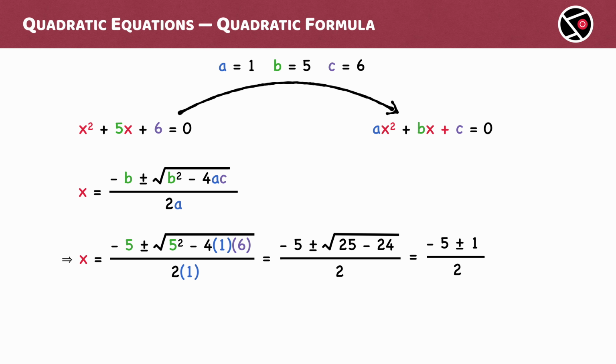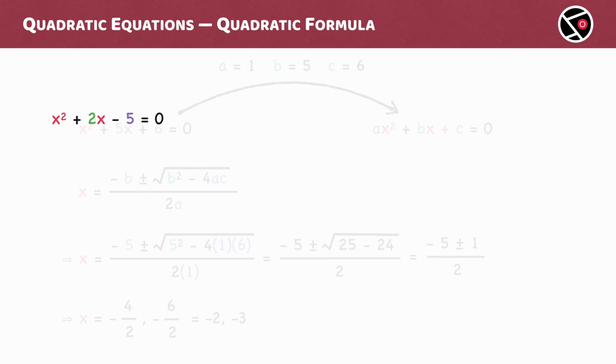Now we have two values of x. Minus 5 plus 1 over 2 is minus 4 over 2. Minus 5 minus 1 over 2 is minus 6 over 2. X is minus 2 or minus 3. These are the roots of the equation. Notice that we got the same solution using factorization in the previous lesson. Factorization should always be our first choice. If it doesn't work, go for the quadratic formula.